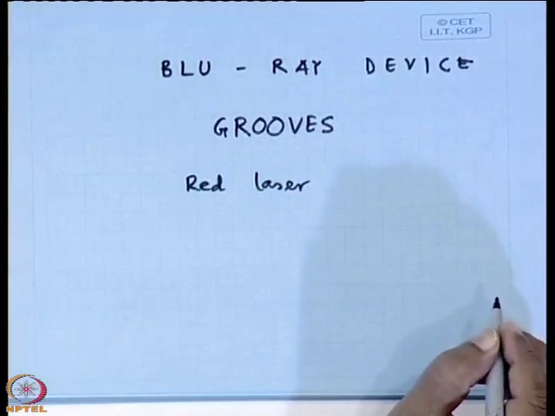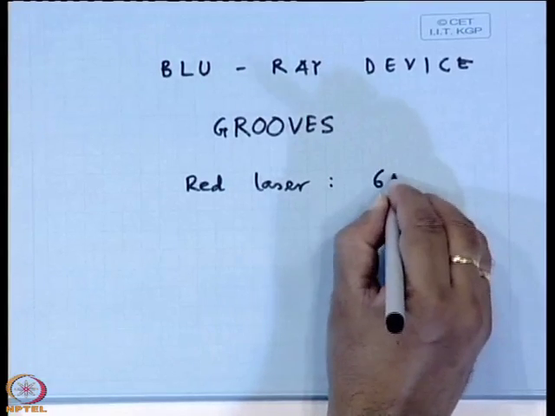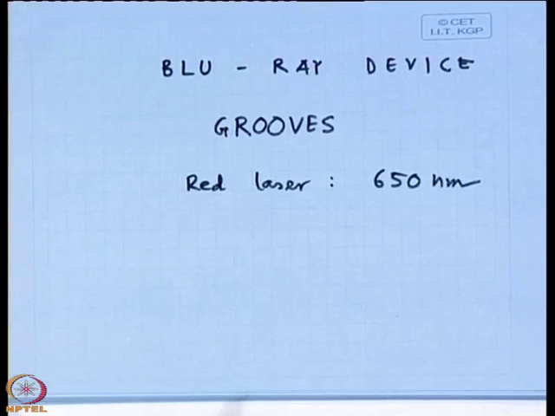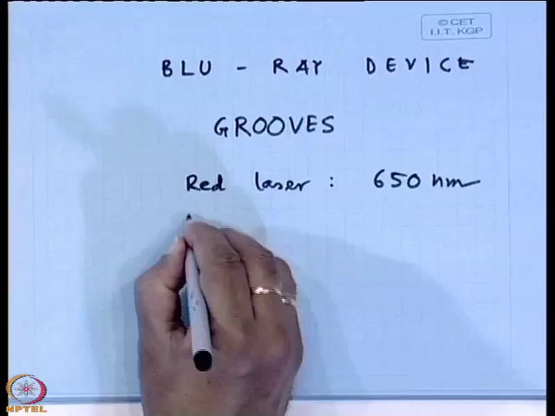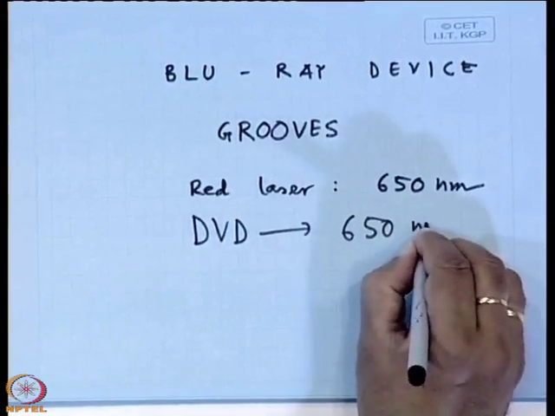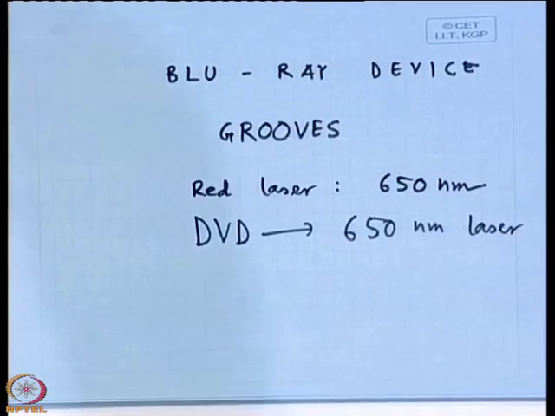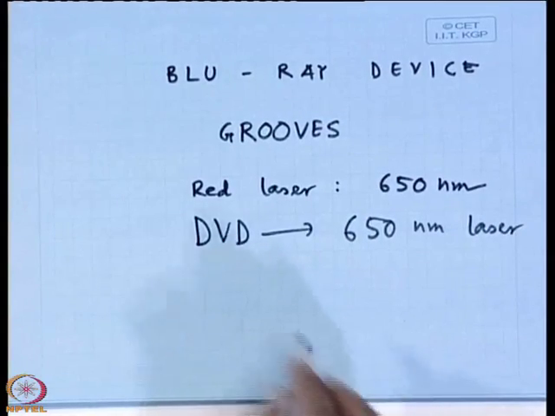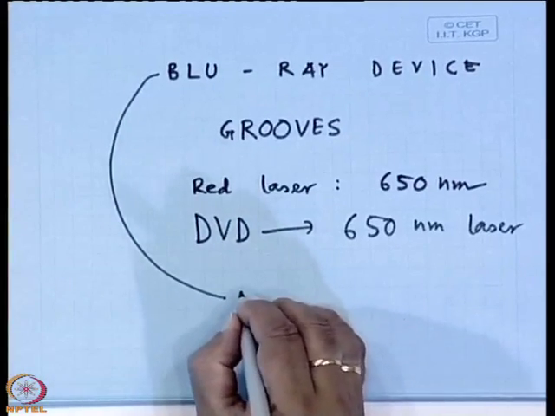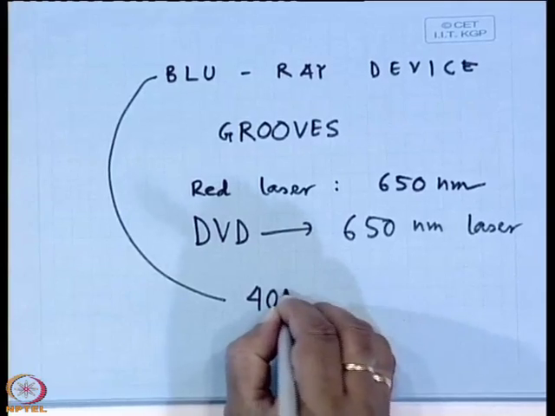This is basically a red laser these days, whose wavelength is 650 nanometer, because you know that when we talk about a laser, it has a particular wavelength, right. For reading or writing in a DVD, you need a 650 nanometer laser. But so far as this Blu-ray device is concerned, we can use a 405 nanometer laser.